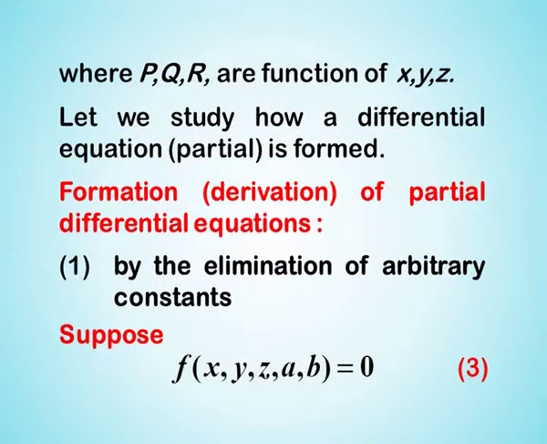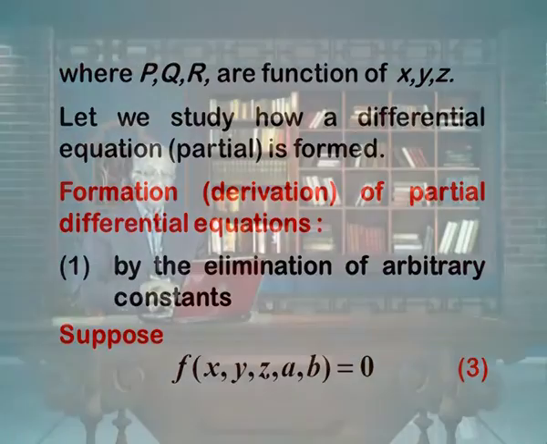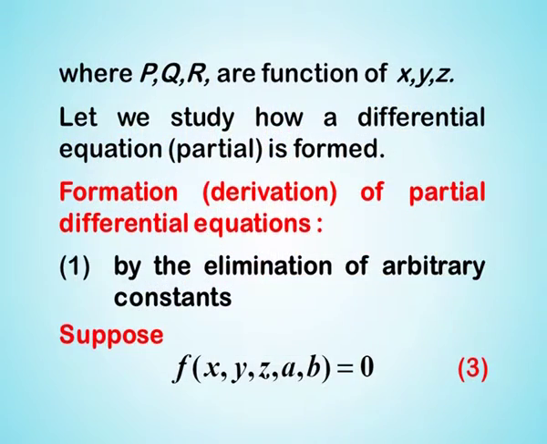That means, how do we form a partial differential equation is a very important section that we are dealing with. There are two methods, as you can see. The first is by the elimination of arbitrary constants, and the second that we will study is called by the elimination of arbitrary function. We begin with number 1, and we will give a very small proof of this elimination of arbitrary constants.